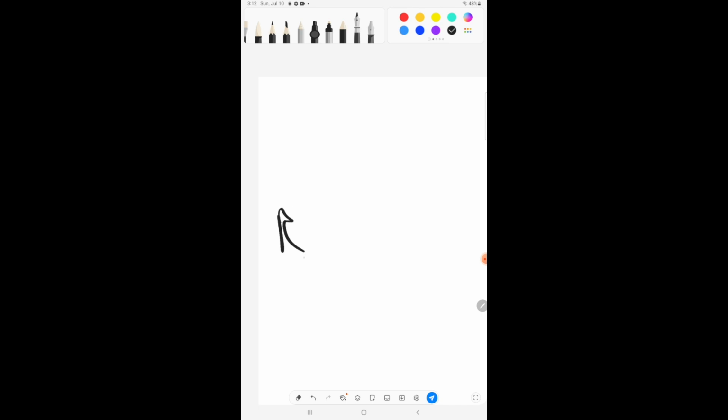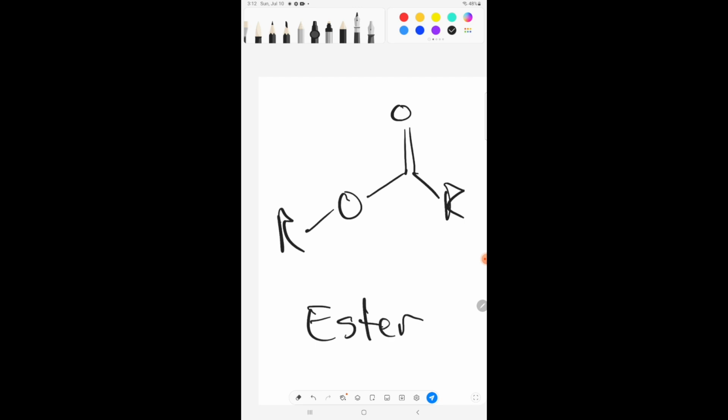And an ester looks like this. This is an ester. So a carboxylic acid would have a hydrogen here. But for an ester, this R group is like a carbon. So this is an ester. And that's it.